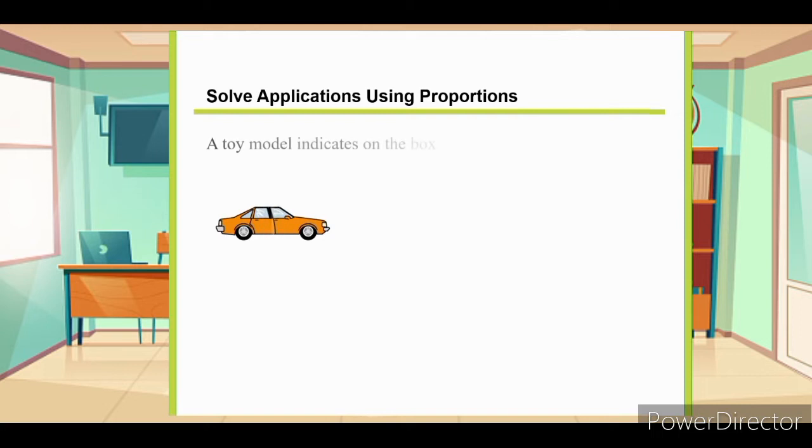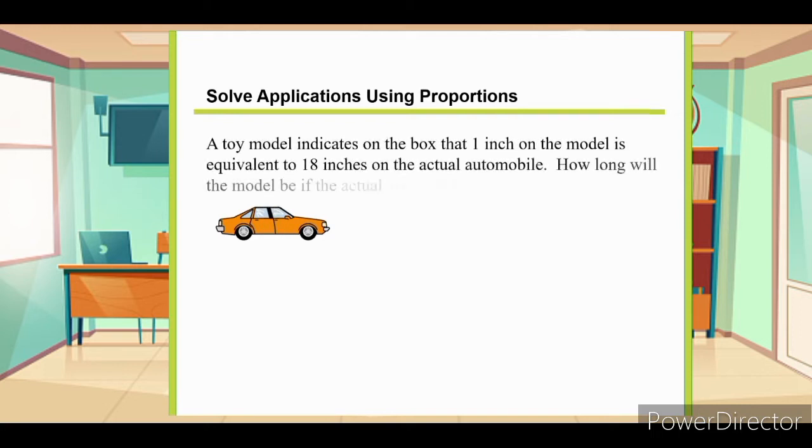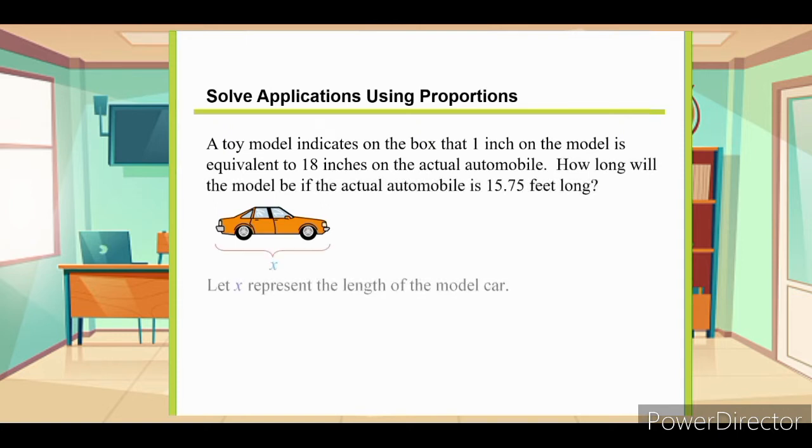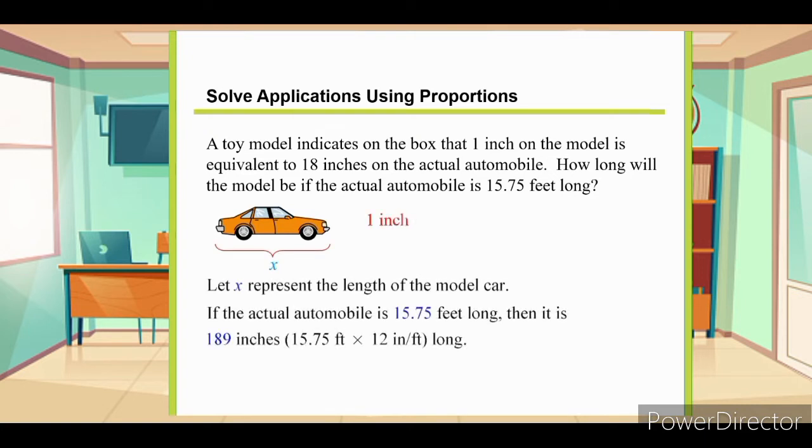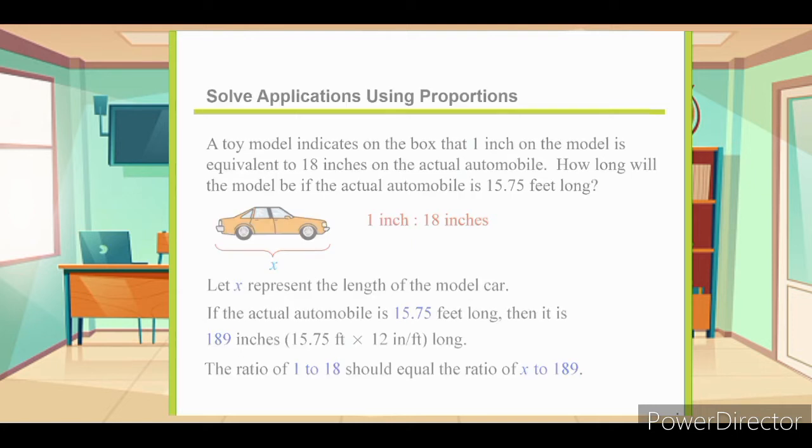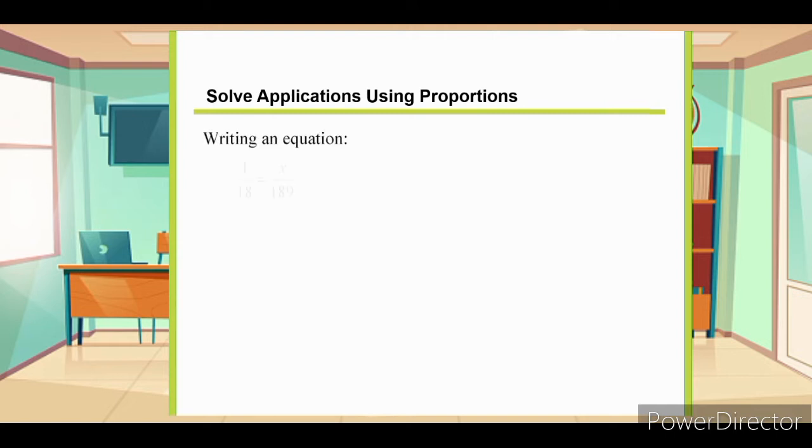A toy model indicates on the box that 1 inch on the model is equivalent to 18 inches on the actual automobile. How long will the model be if the actual automobile is 15.75 feet long? Let X represent the length of the model car. If the actual automobile is 15.75 feet long, then it is 189 inches long. The ratio of 1 to 18 should equal the ratio of X to 189. So, our equation will be 1 over 18 is equal to X over 189.